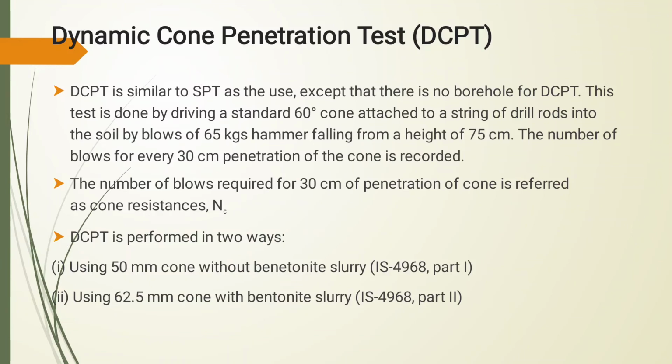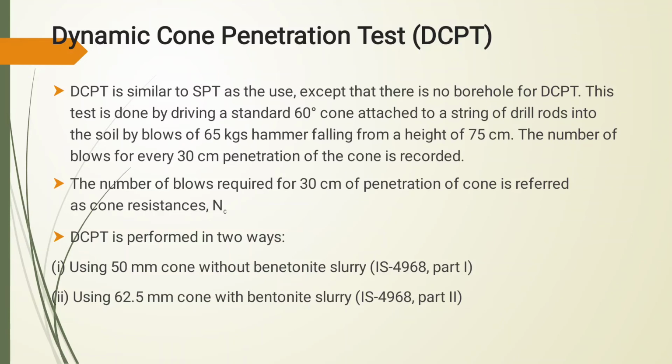The next test is the dynamic cone penetration test. It is similar to the SPT test, but it is conducted without a borehole. This test is done by driving a standard 60 degree cone, attached to the drilling rod, into the soil by blows of a 65 kg hammer with a free fall height of 750 mm. The number of blows for every 30 cm penetration of the cone is recorded as the cone resistance value, that is NC.